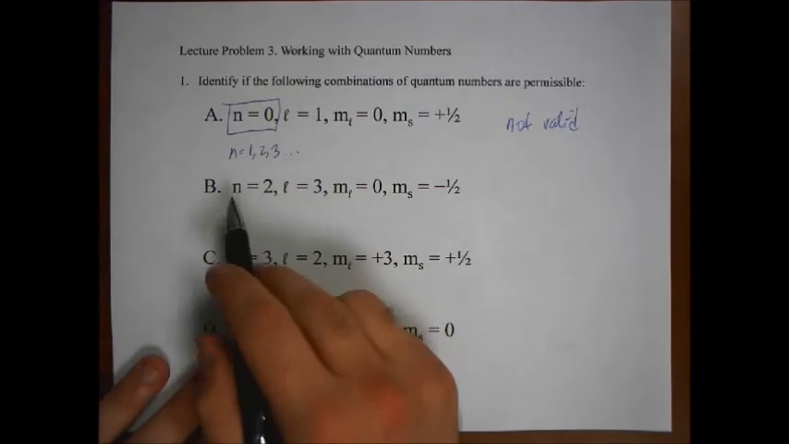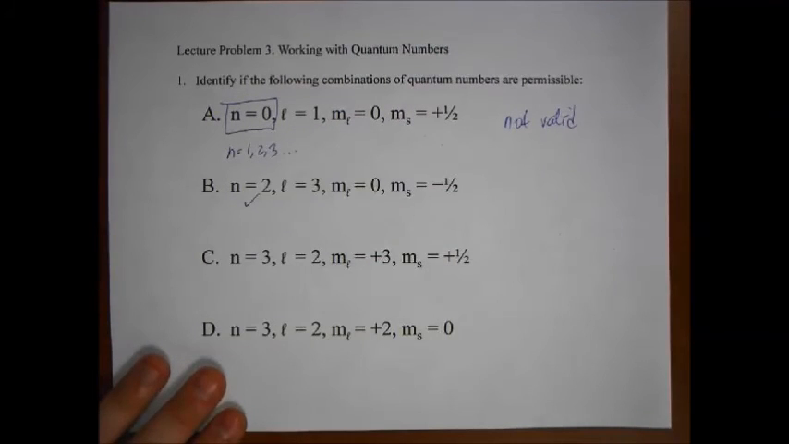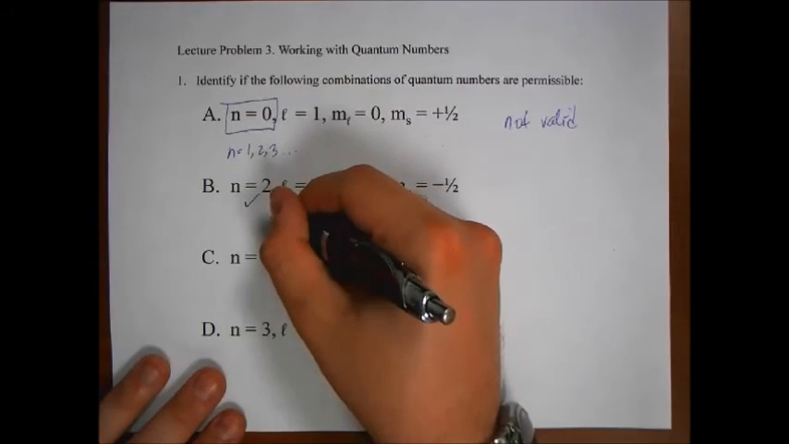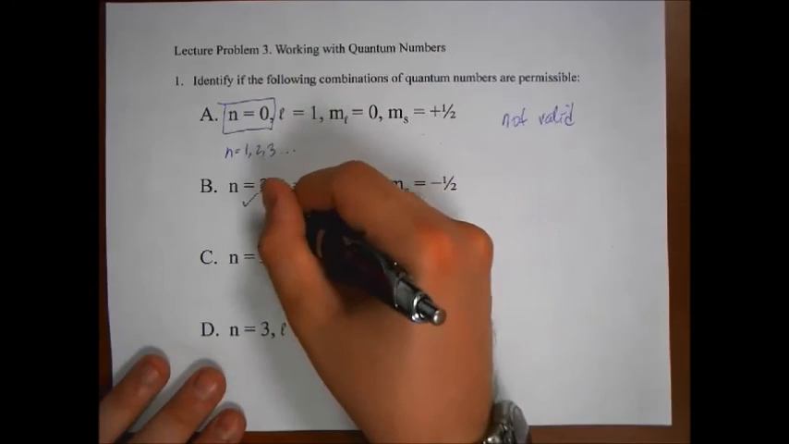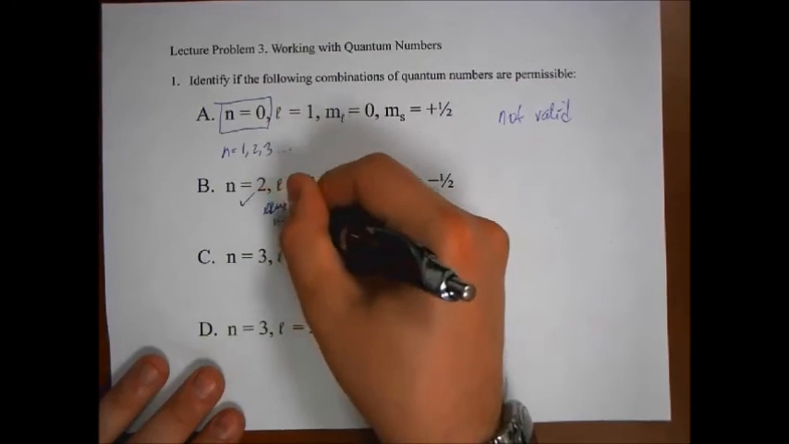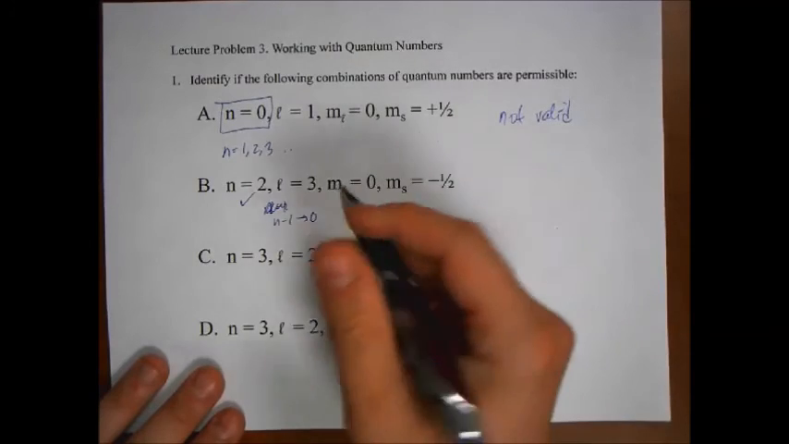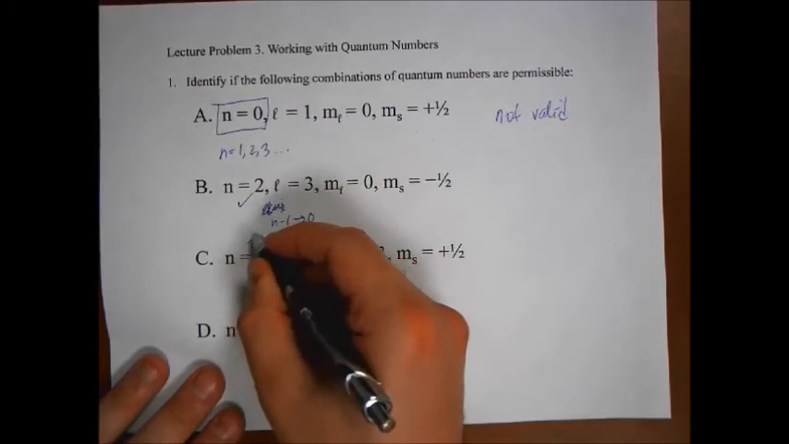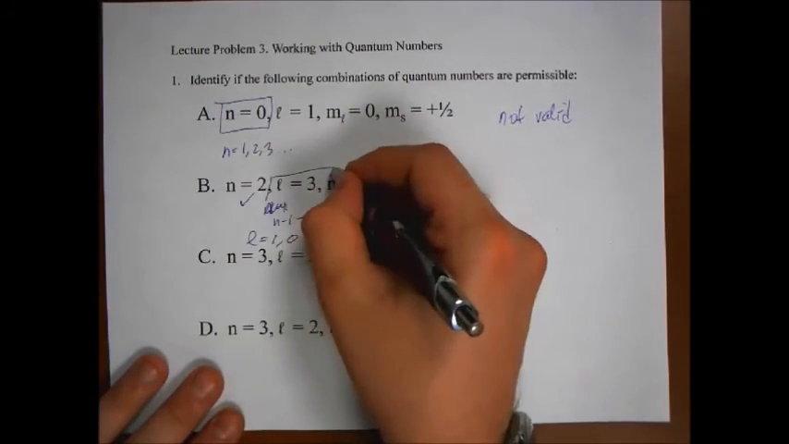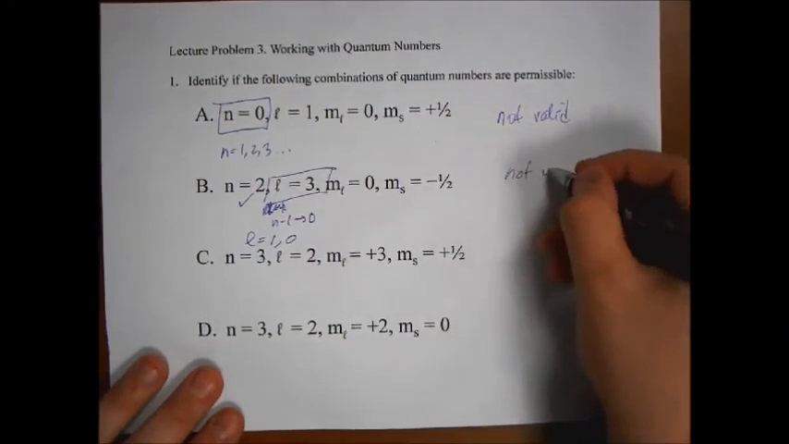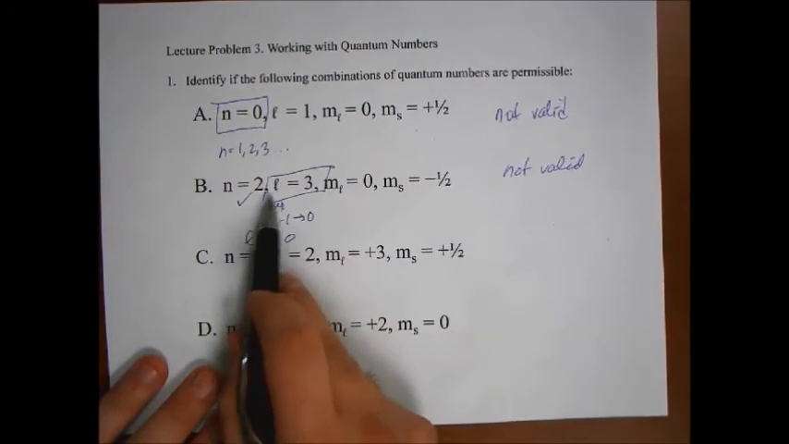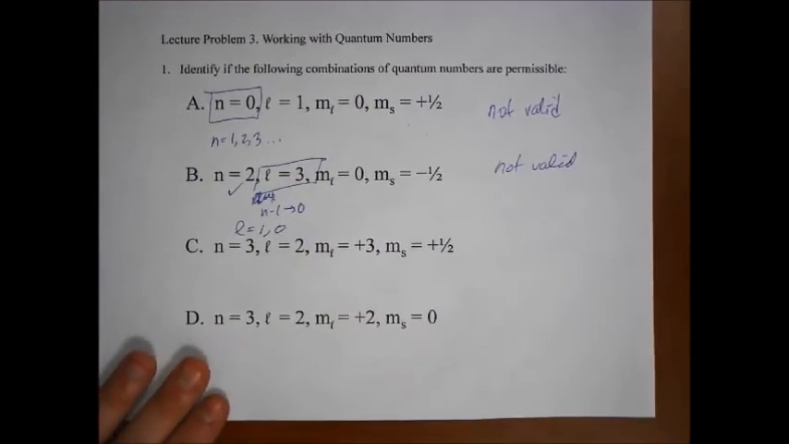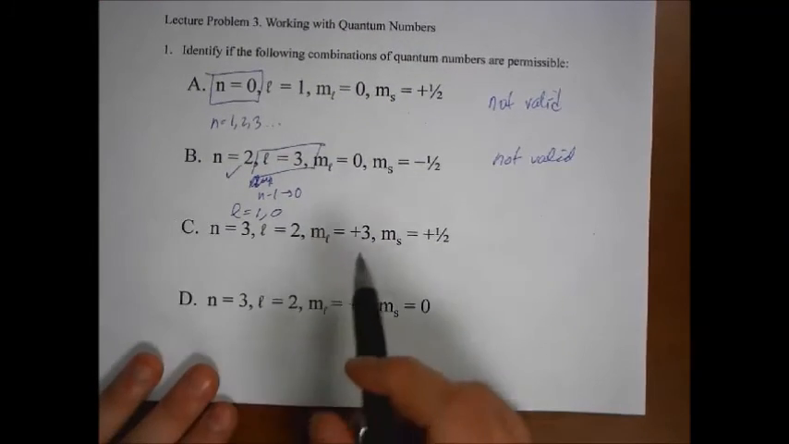Now let's look at the second one. n is equal to 2, well, that's okay. But we have L is equal to 3. There's something wrong here, because remember, L can only range from n minus 1 down to 0. So in this case, if n is equal to 2, our possible quantum numbers for L would be 1 and 0. So this automatically makes this address not valid, because the only possible values with n equal to 2 are L equal to 1 and L equal to 0.